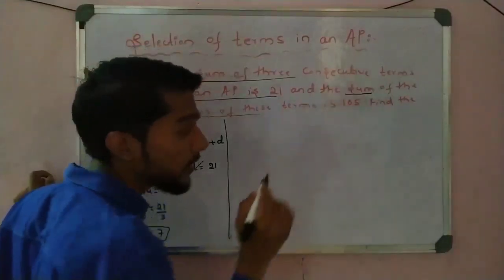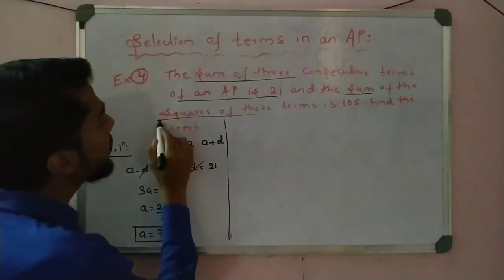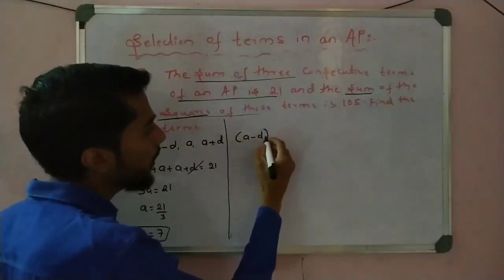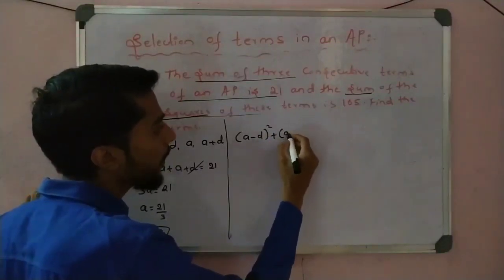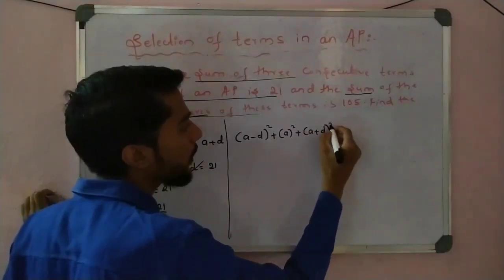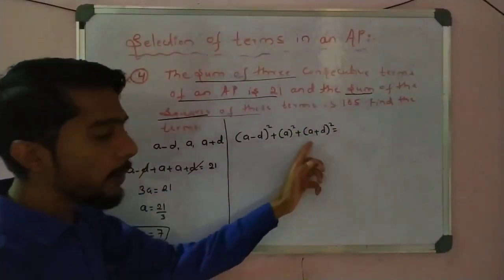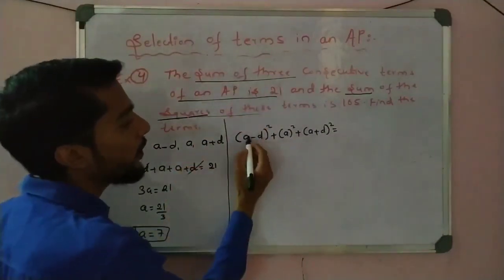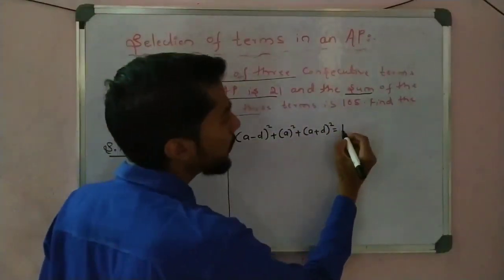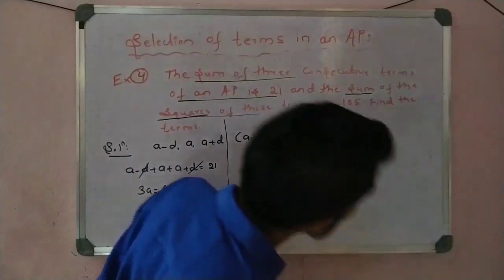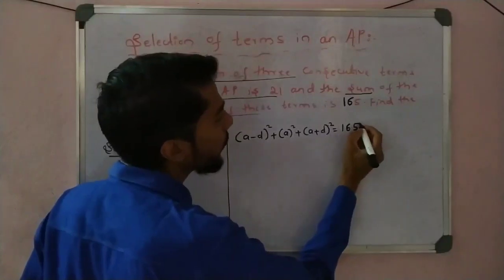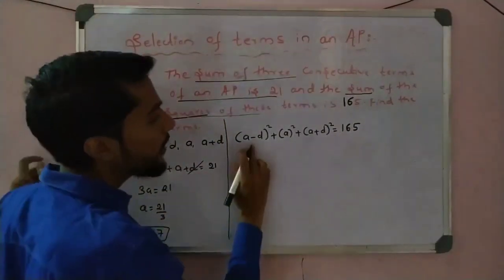Again sum is given, not a product. But what is the difference here? This square is there, so all are squares. Means like that: a minus d whole square plus a square plus a plus d whole square. That is, the sum of the squares of the terms: square of a minus d, square of a, and square of a plus d. Okay, that is equal to 165. It looks like 105 but it is 165. Okay, now see here, what is a minus d whole square?